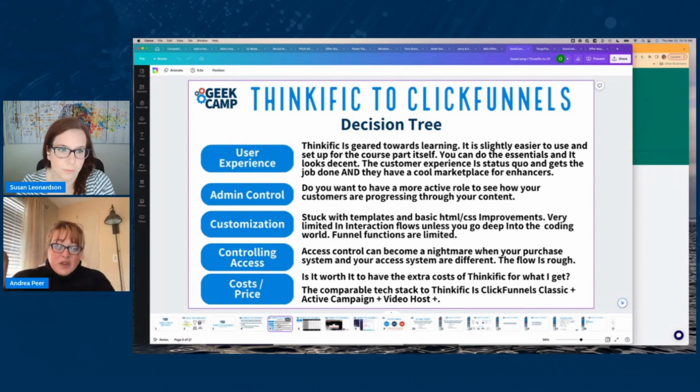And then they slapped on the marketing and the funnel system because I think they kind of had to, right? But it wasn't like the main thing of why they get up in the morning and try to do what they do. So it is slightly easier to use. It is not as easy as Teachable.